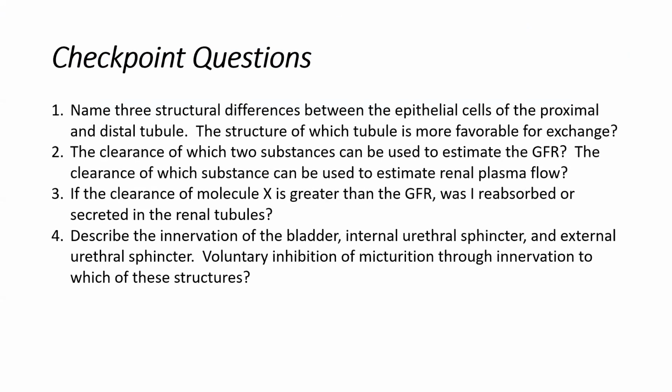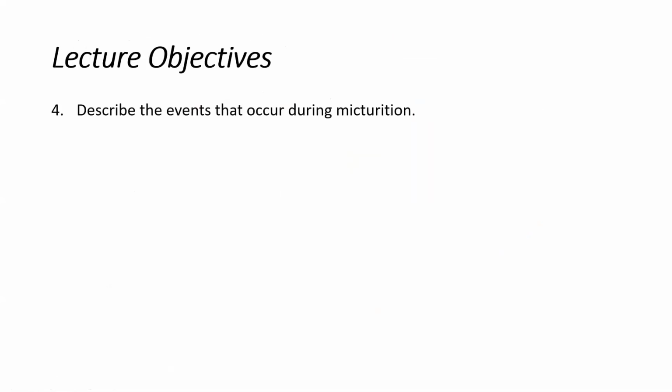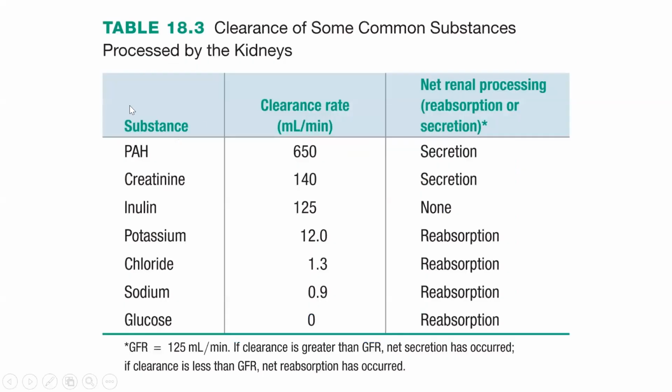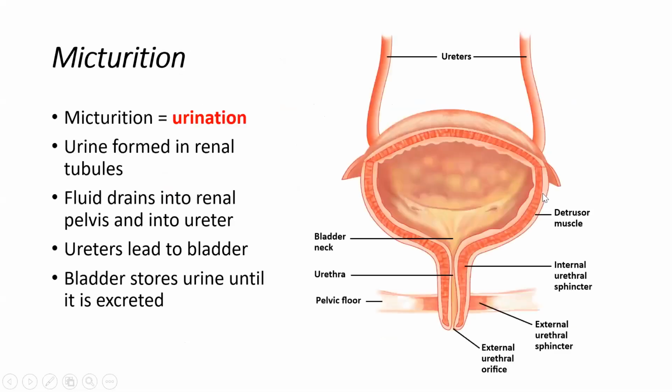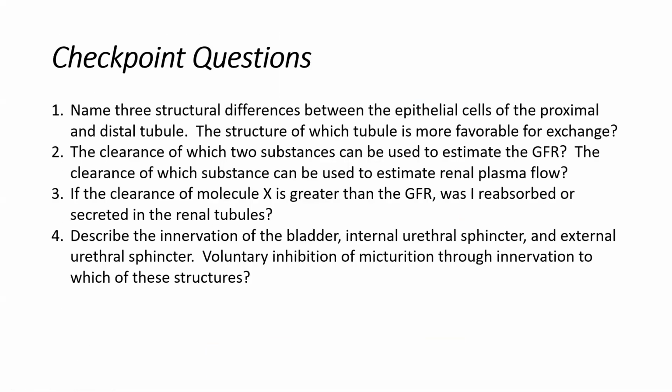And then the third part of that question is which substance can be used to estimate renal plasma flow? Again, we did not speak about this in detail, but it's PAH, para-aminohippuric acid. This is what we use to estimate renal flow because it has the highest clearance rate, so it's going to tell us the most about the flow of blood coming through the kidneys. And don't be too bothered with those other substances like inulin and PAH. We didn't talk much about them, but I'll point them out to answer this question.